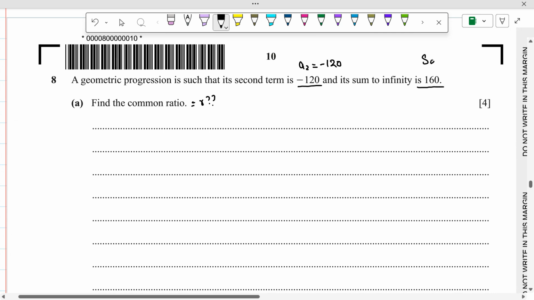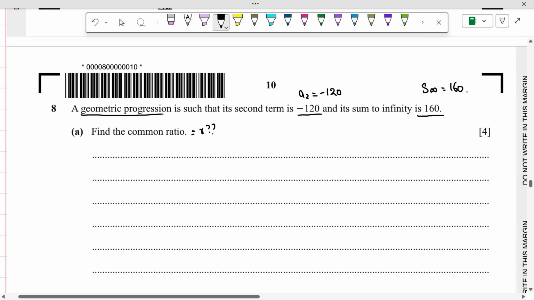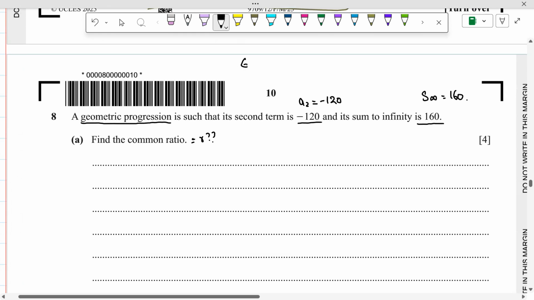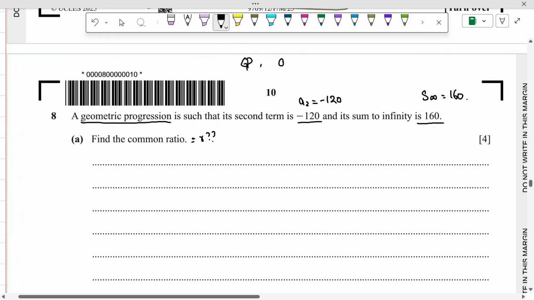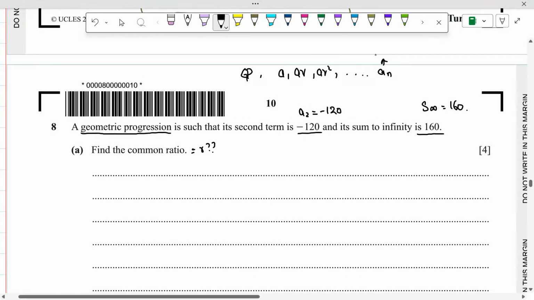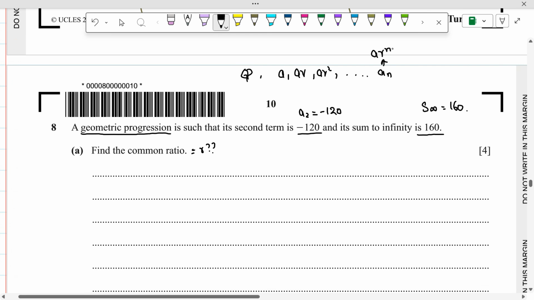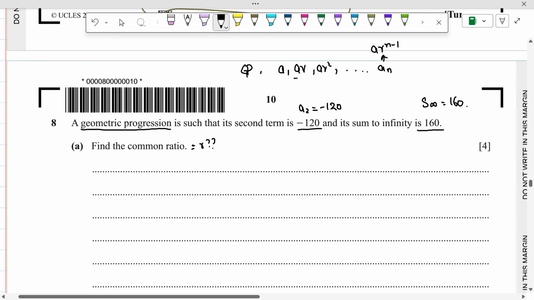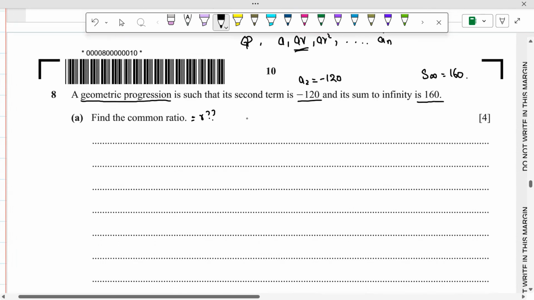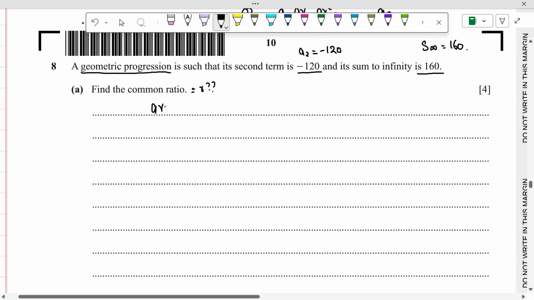It means sum to infinity is 160. This is a geometric progression, so we have the progression A, then AR, then AR squared, and it moves on up to AN, and this AN is equal to AR to the power of n minus 1. AR is the second term, which is given. So we can say that the second term AR is equal to negative 120.